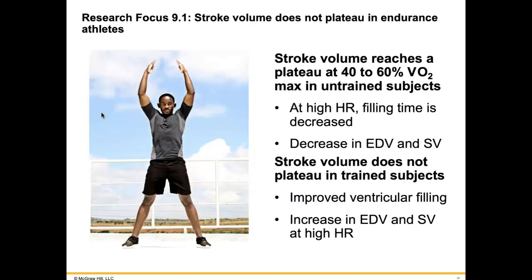Now, why does that happen? Because at high heart rates, the filling time is going to be decreased, and we also see a decrease in end diastolic volume, which in turn is going to decrease the stroke volume. This is for our untrained subjects. The stroke volume does not plateau in the trained subjects, as we said, and that's because they have an improvement in their ventricular filling, which means we're getting a greater volume of blood filling up the ventricles, and in turn we're able to pump more blood out of those ventricles at a higher heart rate, and that of course is going to increase our cardiac output.